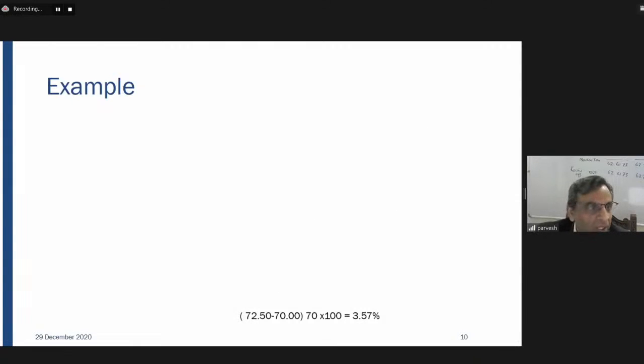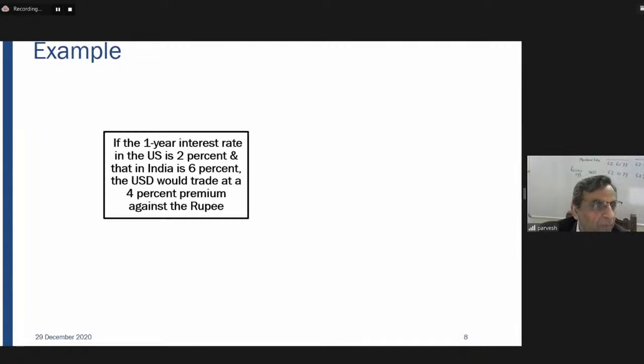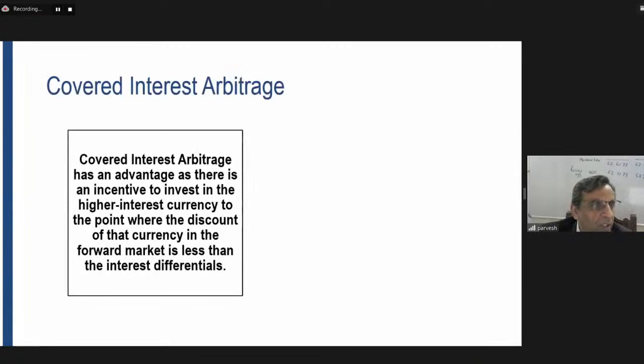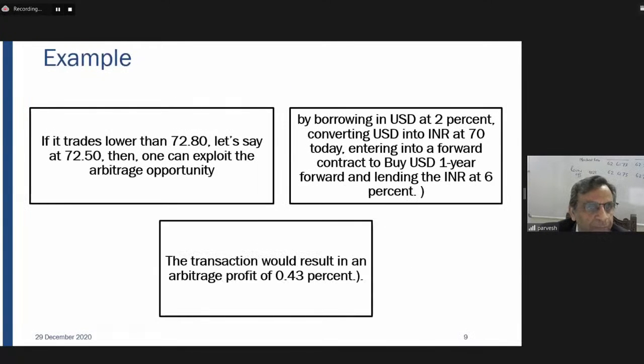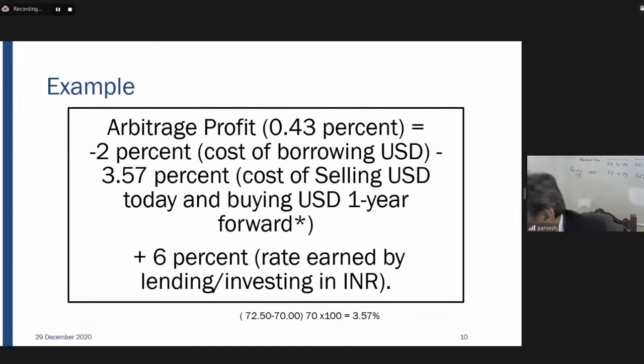So looking at this and then going back to the first box here, look at the first box. Covered interest arbitrage has an advantage as there is an incentive to invest in a higher interest rate currency to the point where the discount of that currency in the forward market is less than the interest rate differential. So in our example, the discount on the Indian currency is less. It is 3.5% odd as against 4%. So it makes sense to invest in a higher interest rate currency. Okay, so let's go back to this. So this is the money which you are making.